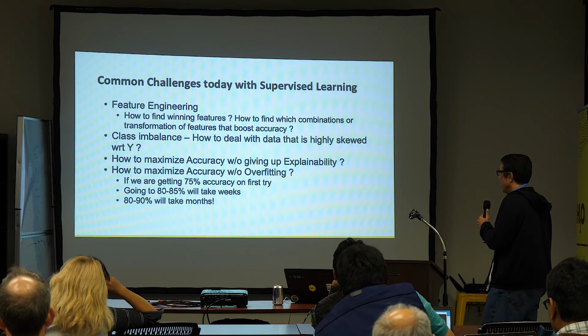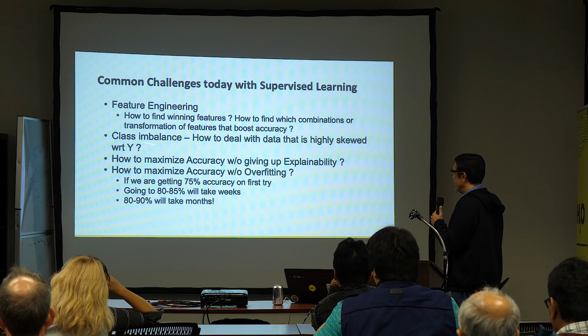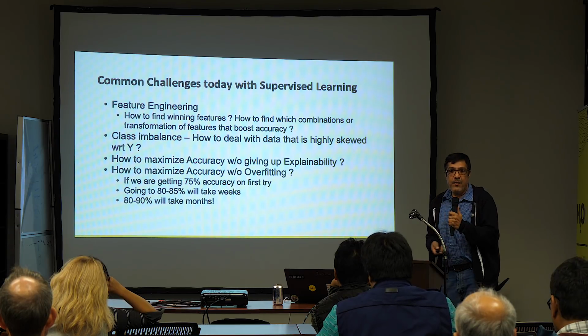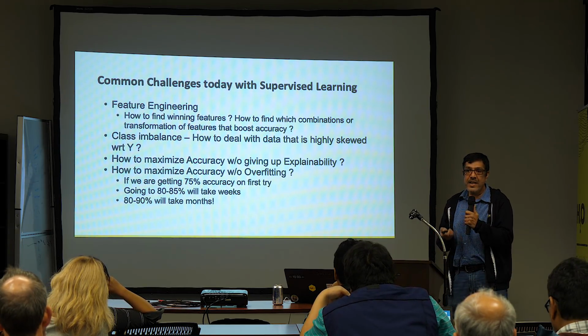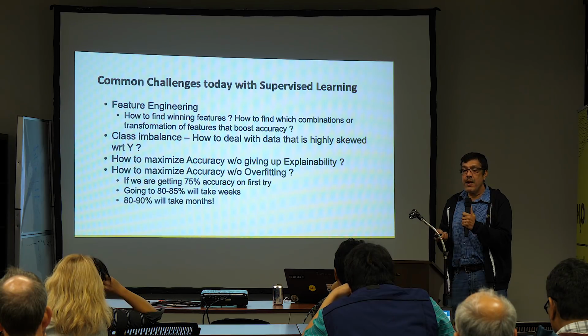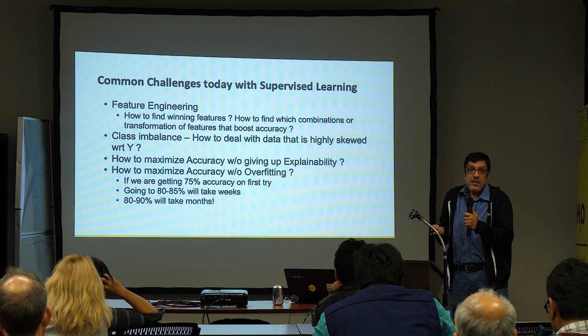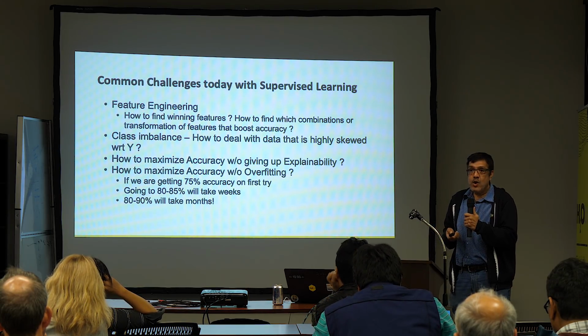And the other big challenge in supervised learning is class imbalance. For example, if you take an example like fraud, you're going to have less than 1% of the data, or even less than 0.01% of data are fraudsters, whereas 99.99% of customers are not fraudsters. All the data is benign. So how do you build a model?